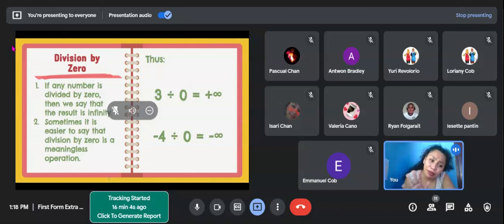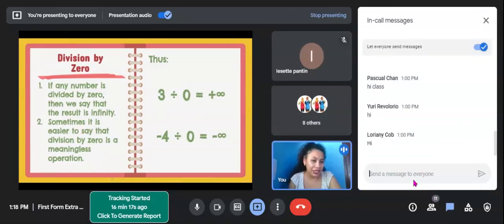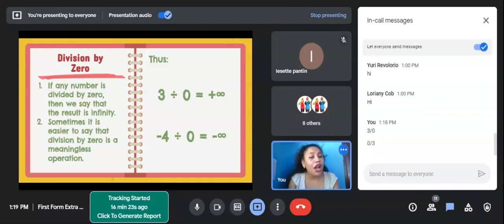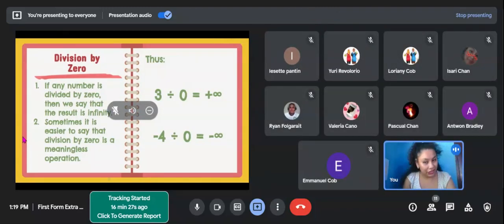Now, division by 0 is a little bit different, because I could have 3 divided by 0 and I could have 0 divided by 3. Let me put that in the chat: 3 divided by 0 and 0 divided by 3. Are those two questions the same thing or are they different questions?